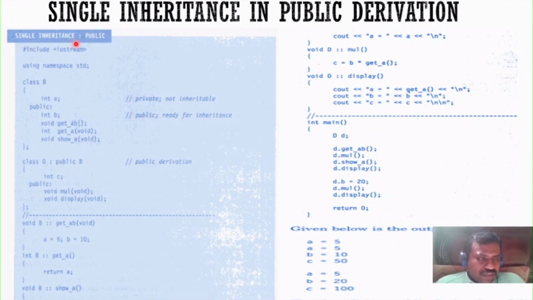This is a program consisting of a single inheritance. #include <iostream>, class B, int A, it is a private data member by default, public int B, it is a public data member of the class B, void get A B, get A, show A. These are the member functions of the class B. Now we are going to derive the properties of the class B to the class D. Class D colon, what type of derivation is it? Public derivation B. In this, int C is a private data member by default, public, void multiplication, void display.